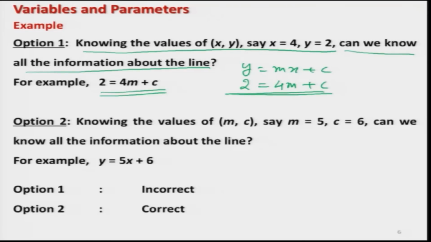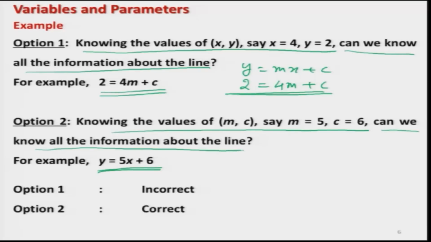Now, the second option is this, that instead of having the values of x and y, I know the values of m and c, and suppose m is equal to 5 and c is equal to 6. In this case the equation becomes y is equal to 5x plus 6. Now, my question is, do we know the entire information about this line, or can we really know by looking at this equation all the information contained in it about the line? The answer is yes.